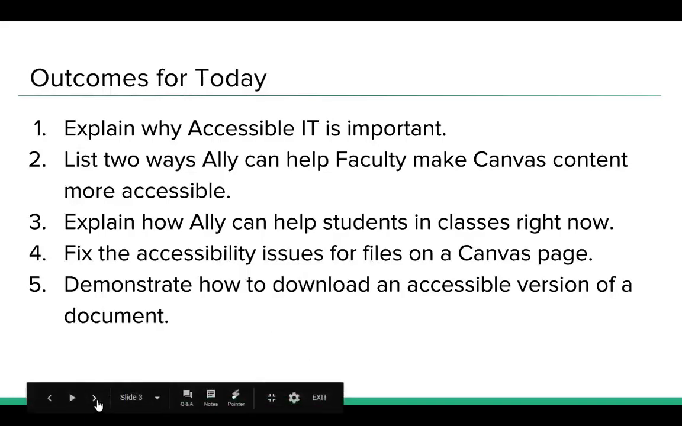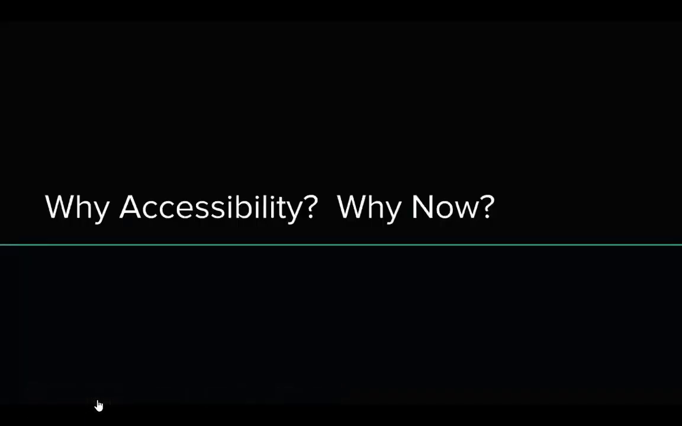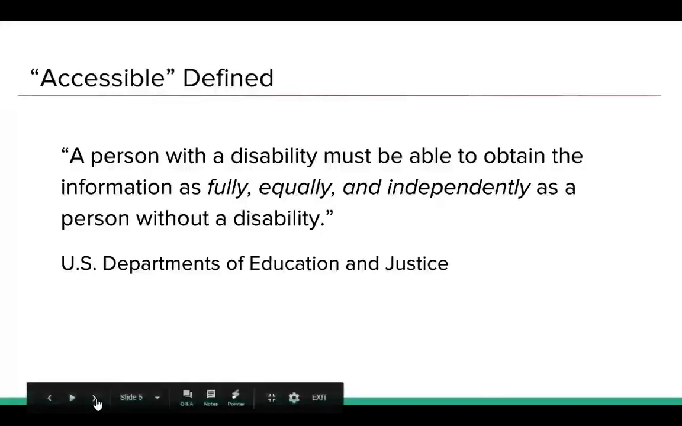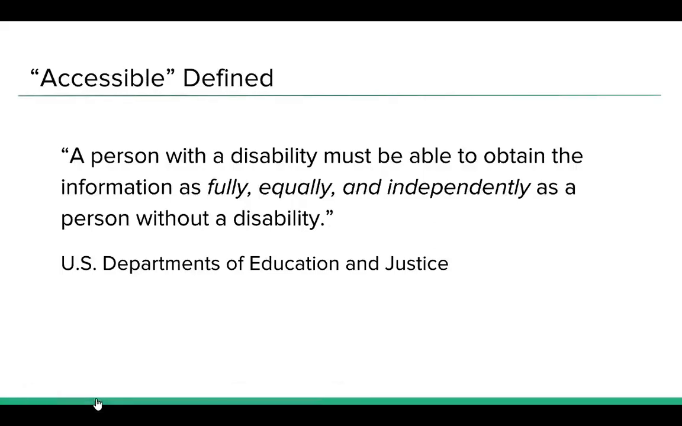So let's get started. Why accessibility? Why now? What does accessibility even mean? So I turned to the U.S. Department of Education and Justice. These are the folks that like to sue institutions of higher ed and force them to do a lot of compliance in a short time frame. So we're trying to avoid that by being a little proactive.